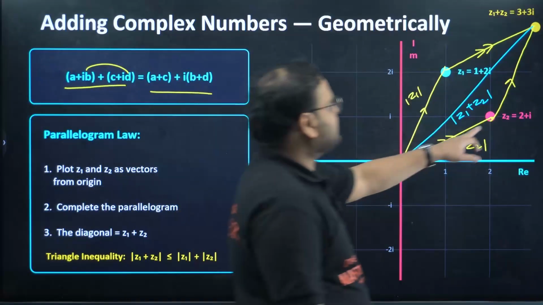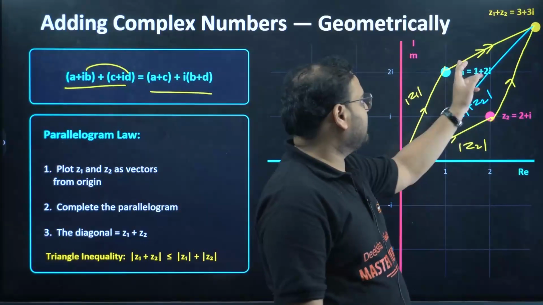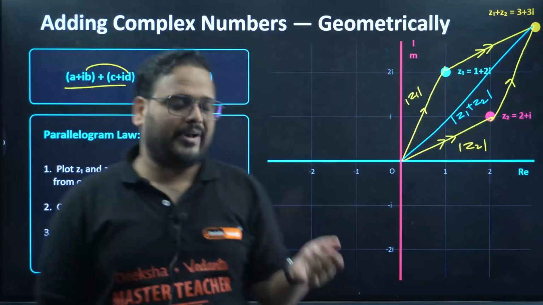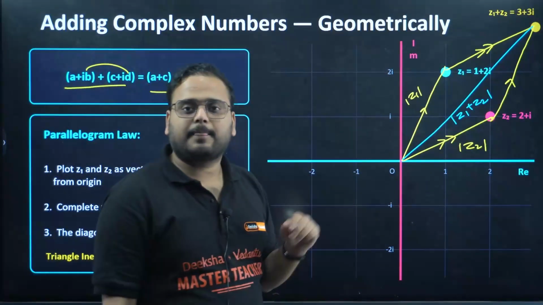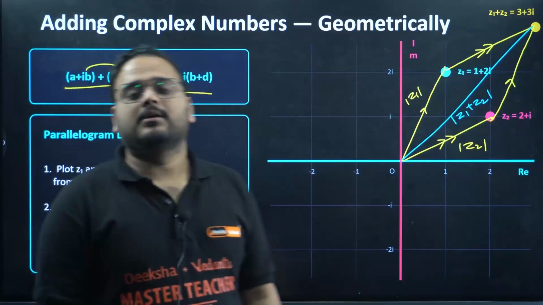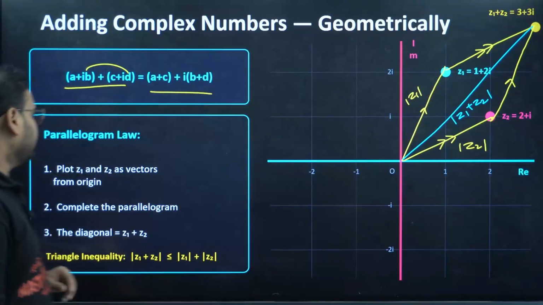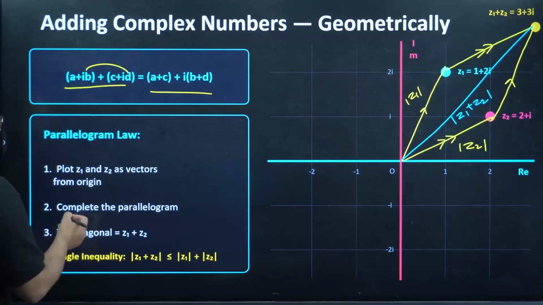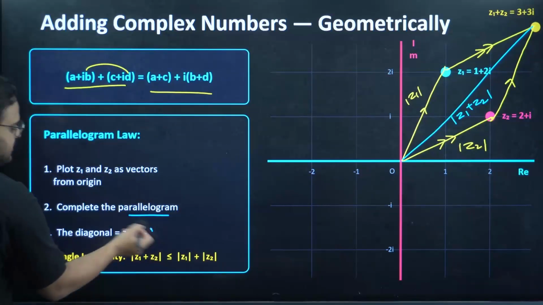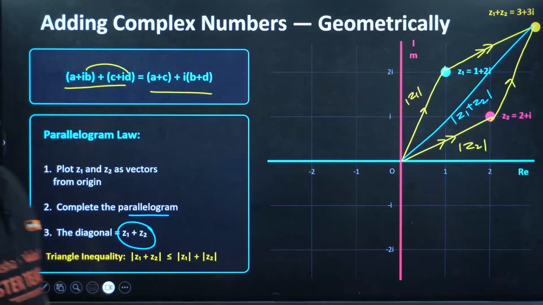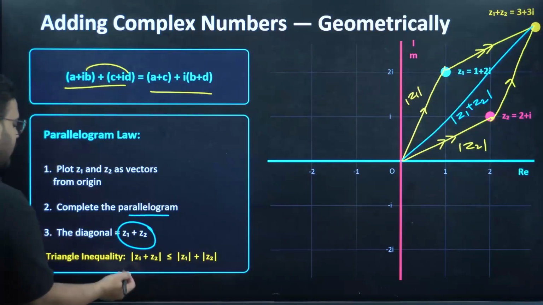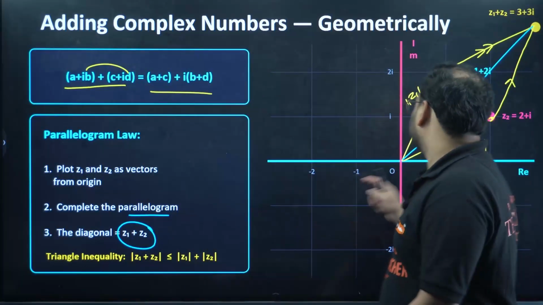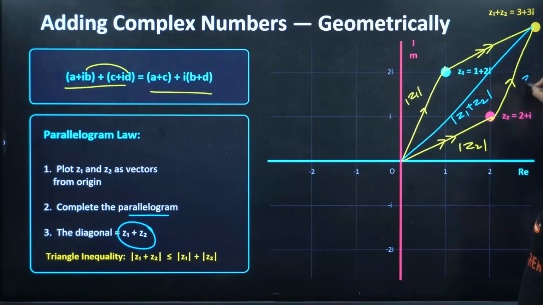So if this is the second complex number and the first one, the sum is equivalent to this: you draw the parallelogram using the two given complex numbers, and a diagonal of that will simply be your sum as per the Argand plane. As mentioned over here also, plot z1 and z2 as vectors from the origin, complete the parallelogram. The diagonal will represent the modulus of z1 plus z2. And this is the triangle inequality, where the sum of any one side will be... If you look at this triangle, let's say this is z2, this is z1 only, right?